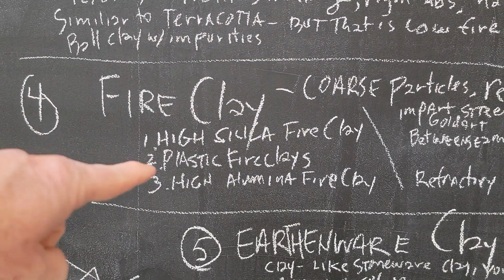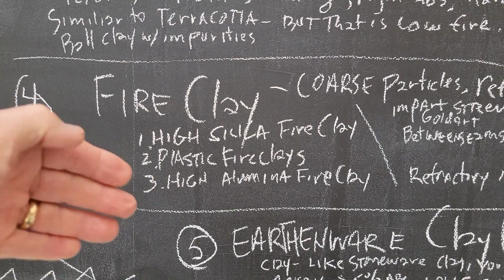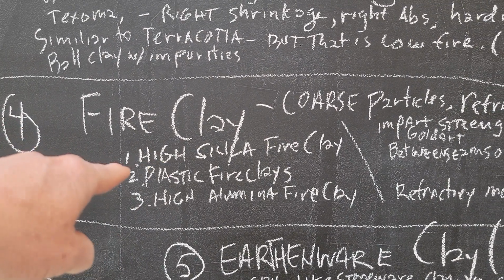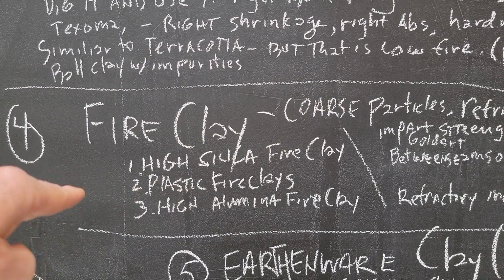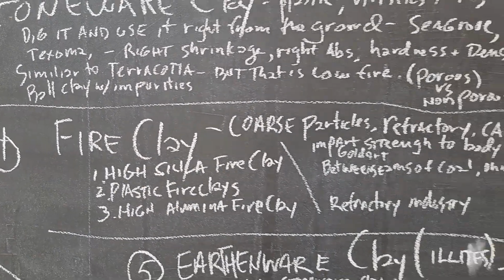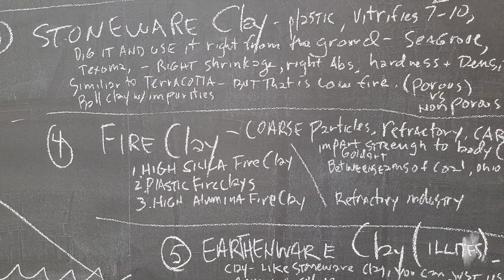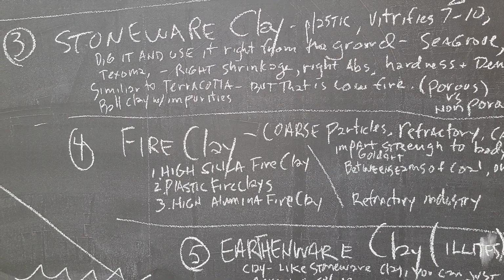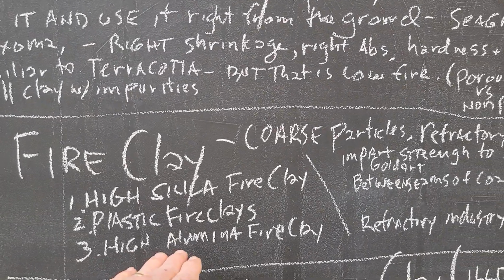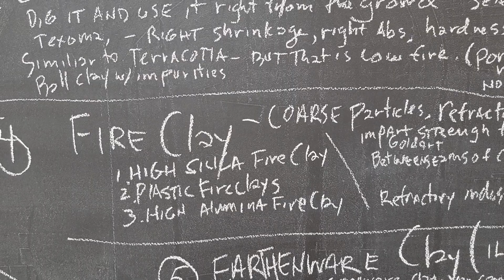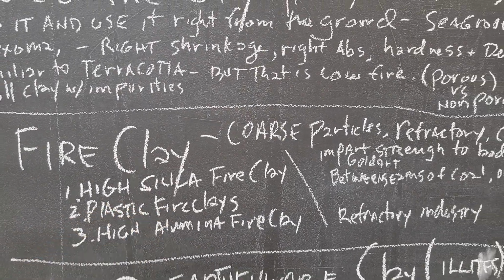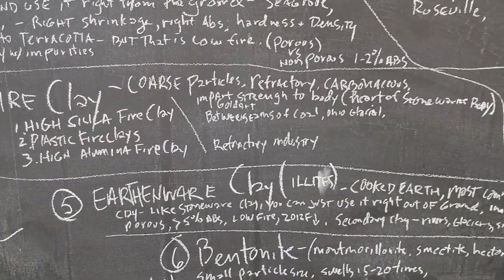And there's types of fire clay. So it might be a high silica fire clay. I told you there's not a fine dividing line. So there's some plastic fire clays, some high alumina fire clays. You're going to pick the fire clay for what you're doing. If you're making shelves or something, you're going to want high alumina. If you're trying to make a clay body, you want the most plastic fire clay you can get, etc.